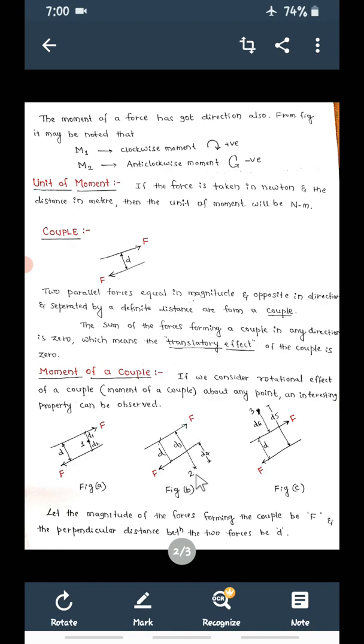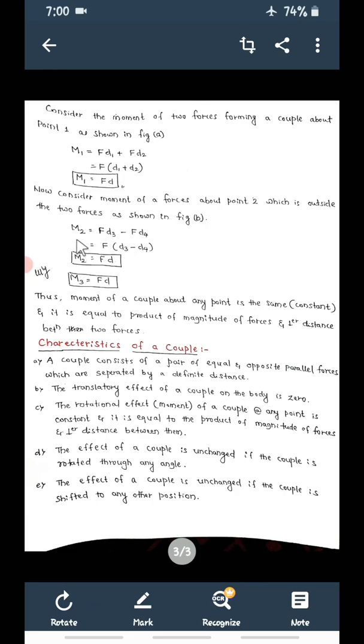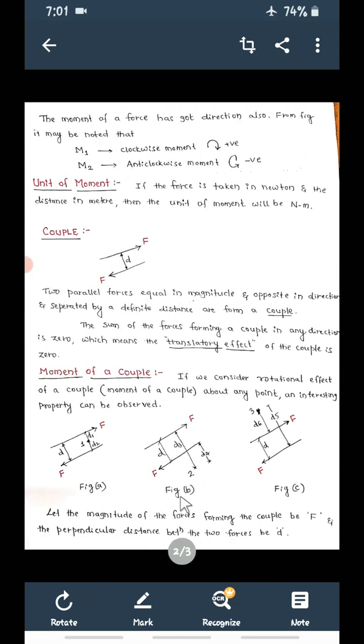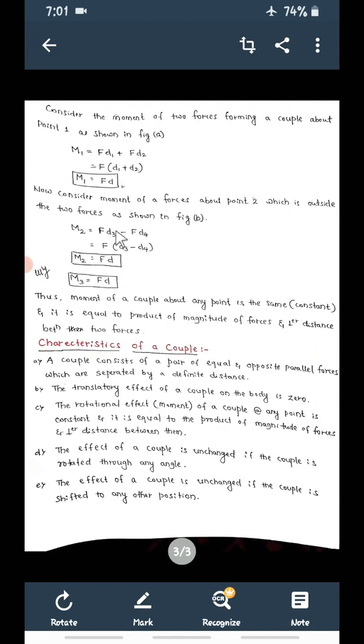The moment of this force about 2 is F into the perpendicular distance D3, and with reference to 2 this will rotate clockwise, so it is plus F into D3. So M2 is equal to F into D3. Then this force. What is the moment of this force about 2? The perpendicular distance between this force and 2 is D4. So F into D4, and with reference to 2 this is going to rotate anti-clockwise, which means minus F into D4. So M2 is equal to F into D3 minus F into D4, because it is an anti-clockwise moment.